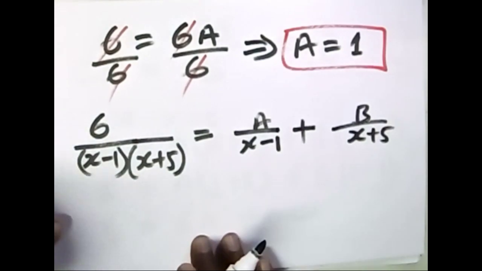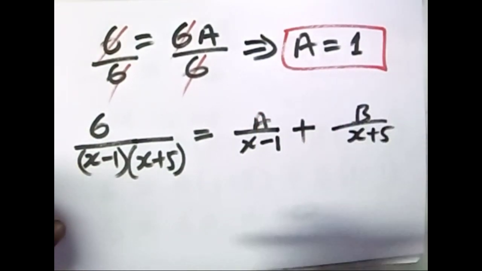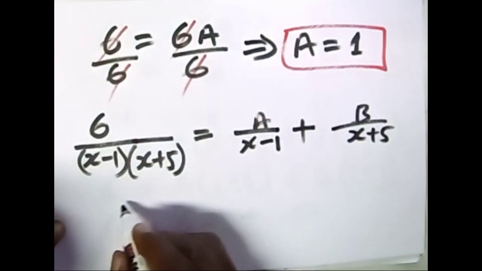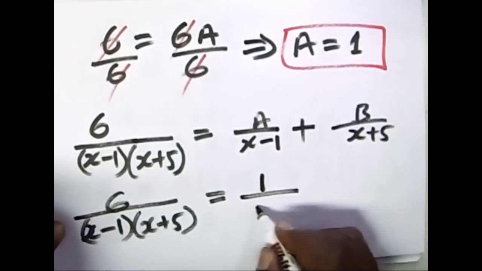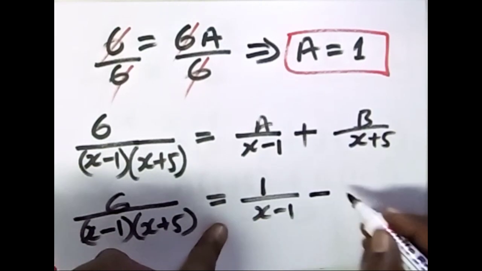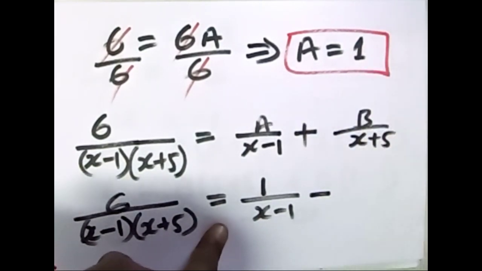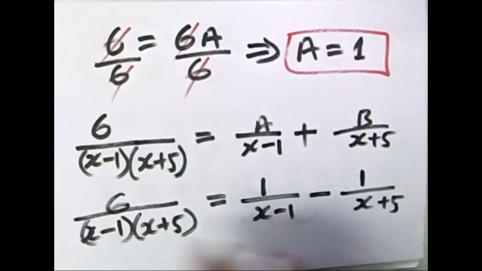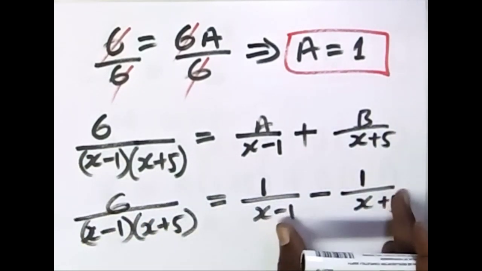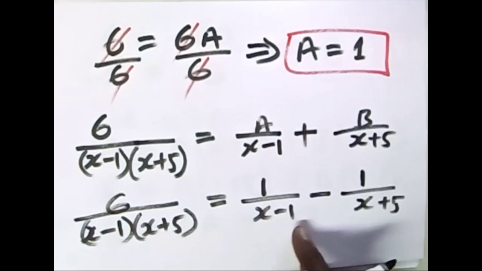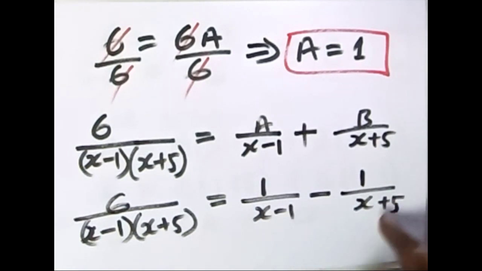So since we've got the value of a to be 1 and b to be minus 1, this whole expression becomes, a is 1. Instead of plus, we will now have minus because b is minus 1. So we've broken down this fraction into partial fractions. The partial fractions are 1 over x minus 1 minus 1 over x plus 5. It's that simple. But why do we need to go into this?